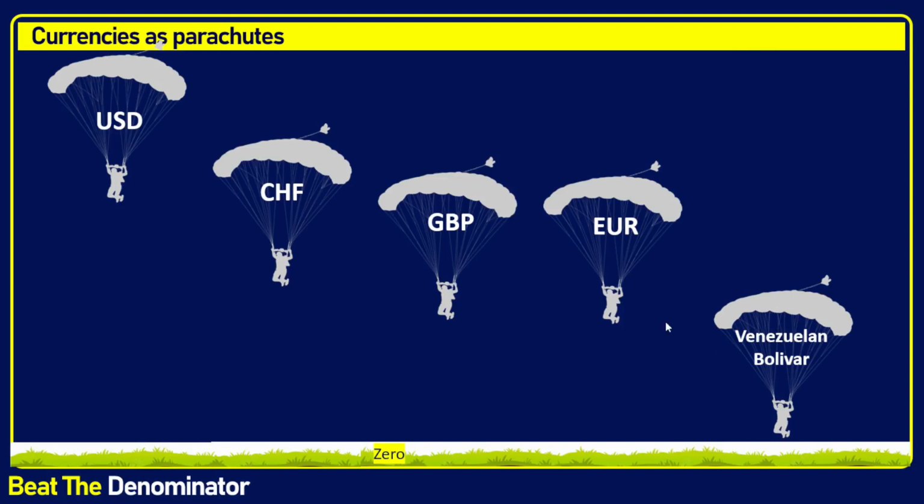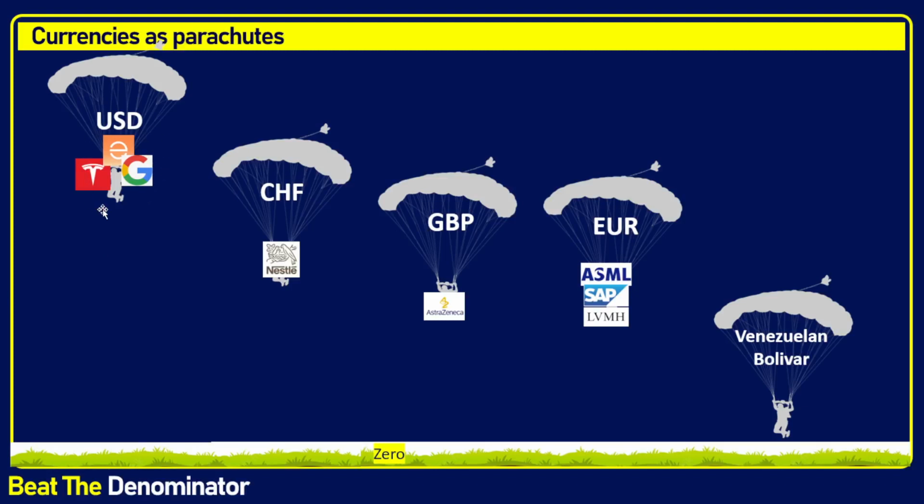And why do we care about currencies? Because stocks operate within currencies. Stocks are derivatives of currencies. So when you buy, for example, a stock that denominates its sales and its earnings in dollars, you are buying a stock that belongs in the dollar universe, right? That is traded in dollars, traded on margin in dollar. If you buy a company like Nestle, that's the Swiss franc universe. AstraZeneca, that's the British pound universe, right? Companies like ASML or SAP or LVMH, that's the euro universe.